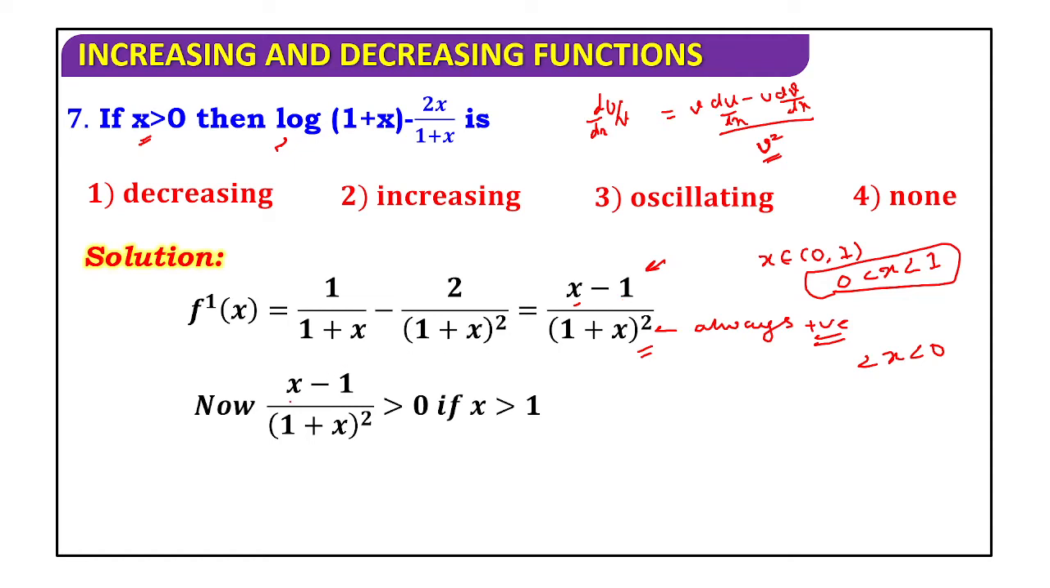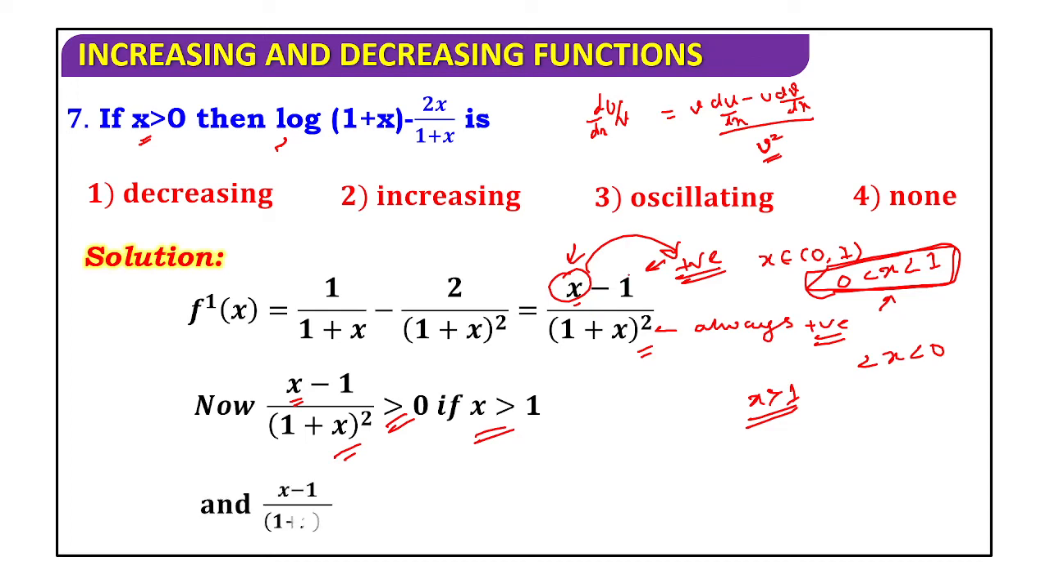Now, x minus 1 divided by 1 plus x square is greater than 0 if x is greater than 1. So here it is lesser than 1. If x goes greater than 1, it will be positive, because whenever x is greater than 1, it will have positive output. Okay. So for that, it will be greater than 0. And whenever it is in between 0 to 1 or lesser than 0, it is going to be negative. So in 0 to 1, it is going to be negative.